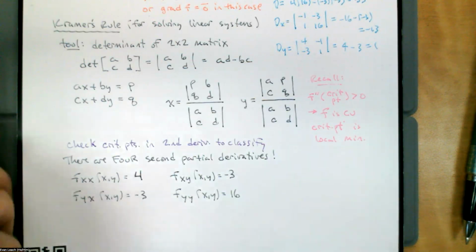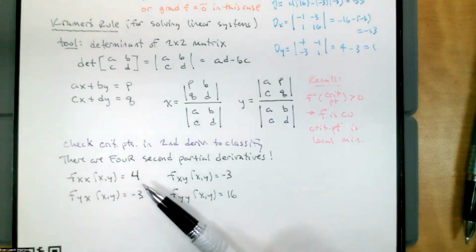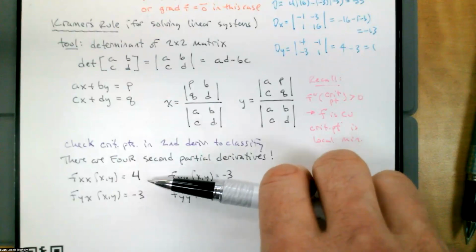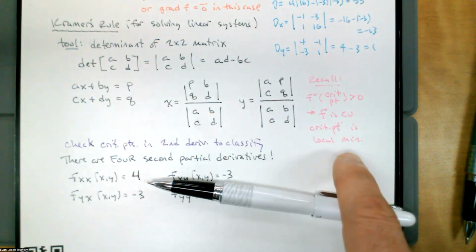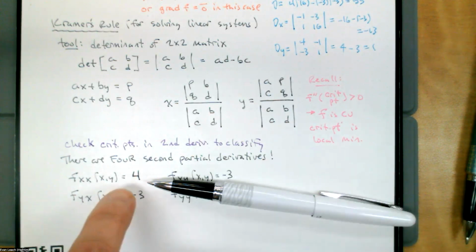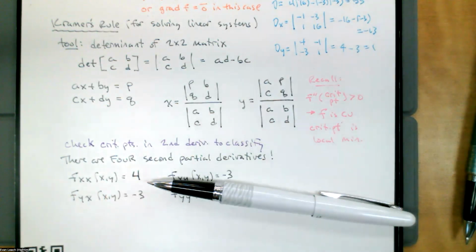So when we look at fxx, this is just looking at the rate of change in the x direction and how that's changing in the x direction. So from our memory check, thinking about things being concave up, this indicates that in the x direction, our function is concave up at this point. Let's see what's going on in the y direction.